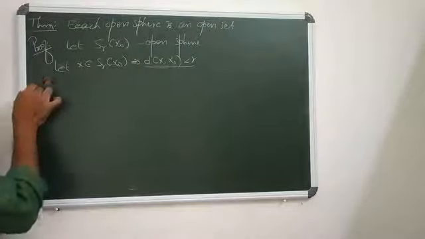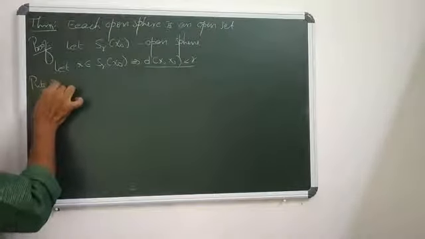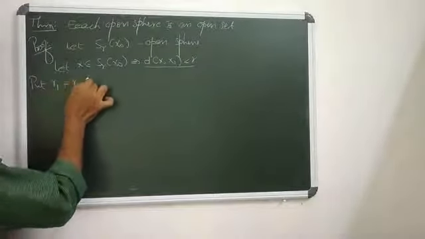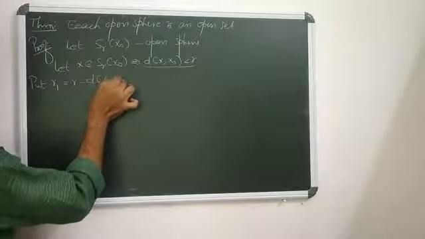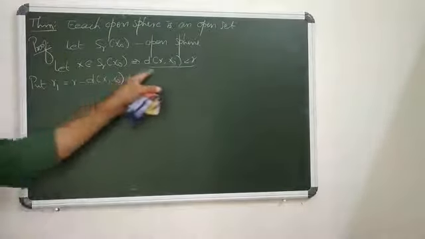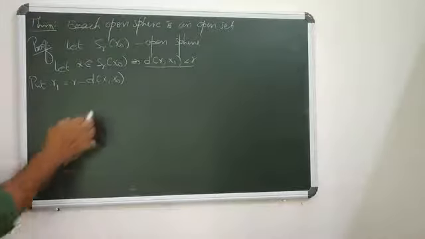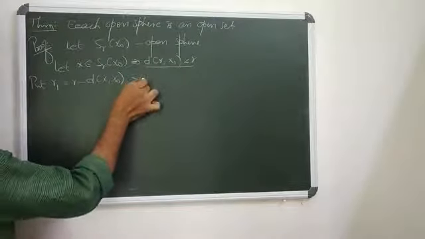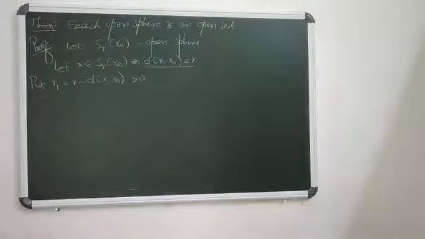Put r1 equals r minus d(x, x0). Since d(x, x0) is less than r, surely r minus d(x, x0) is strictly positive. Means r1 is positive. Clear?